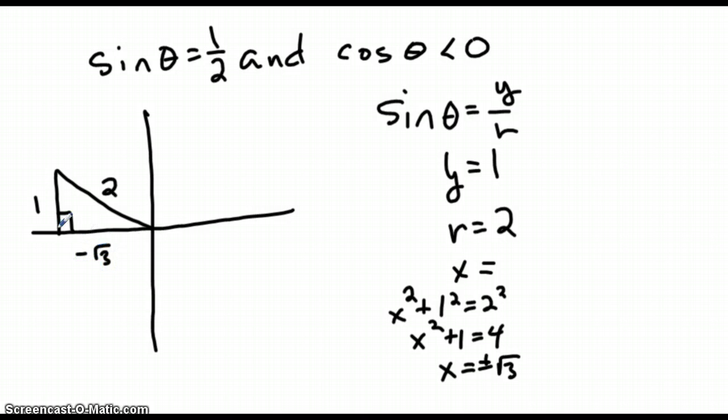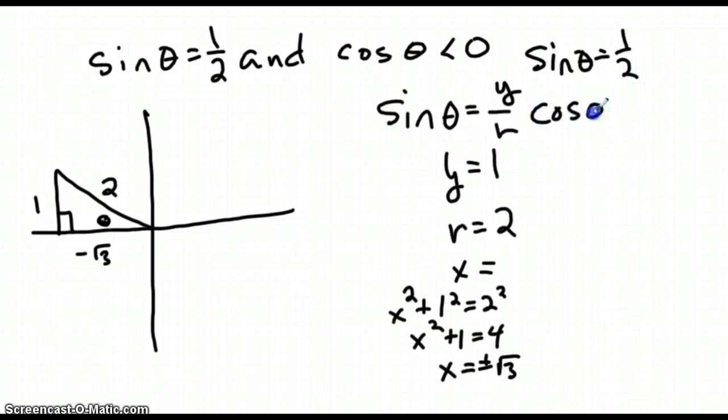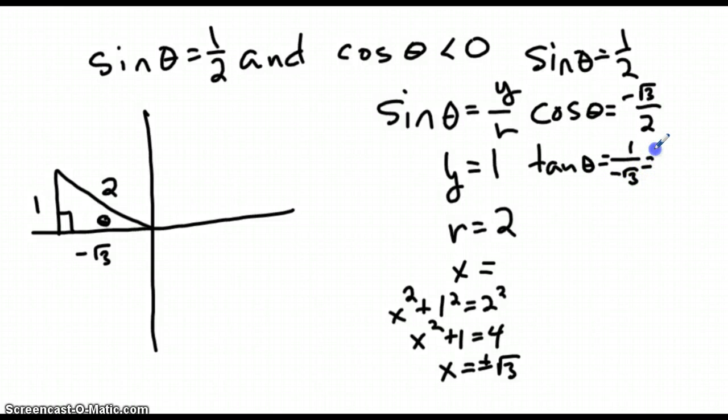So now we have our x value, our y value, and r value, and we can go ahead and come up with our 6 trig functions. And there's our reference angle theta. So obviously sine of theta is 1/2. Cosine of theta would be negative root 3 over 2. Tangent of theta would be 1 over negative root 3, which is negative root 3 over 3. We have to rationalize the denominator.